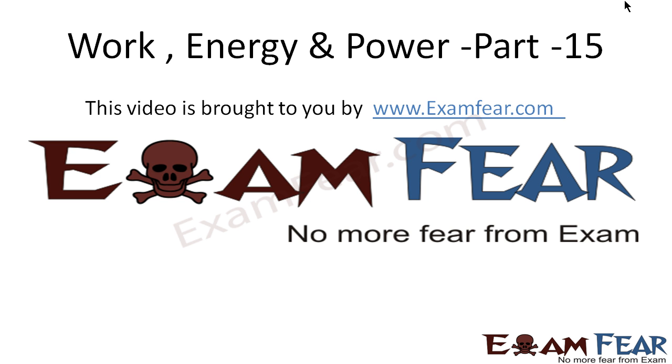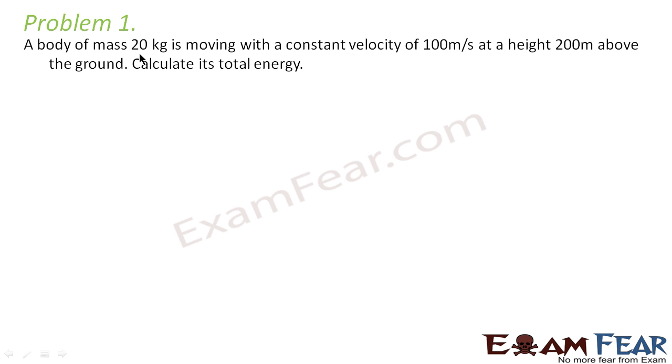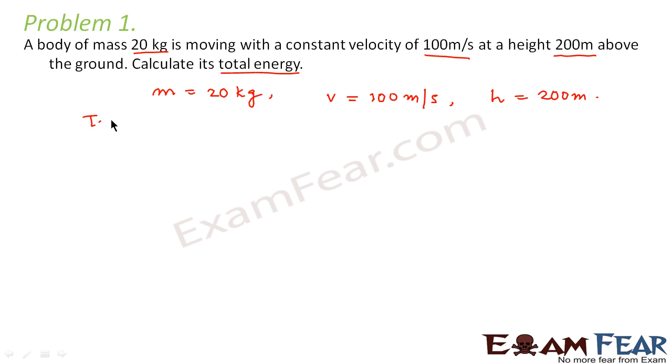A body of mass 20 kg is moving with a constant velocity of 100 meter per second at a height of 200 meter above the ground. Calculate its total energy. So what are the values that are given here? Mass of the object is equal to 20 kg. Velocity of the object is 100 meter per second. And the height at which the object is moving is 200 meter. The question asks us to calculate the total energy.